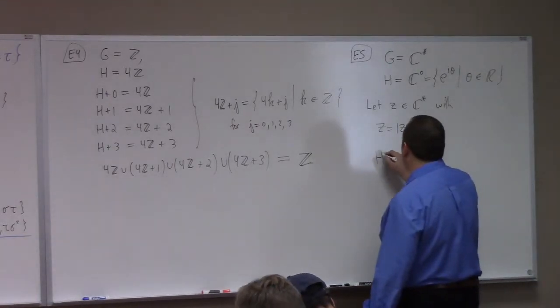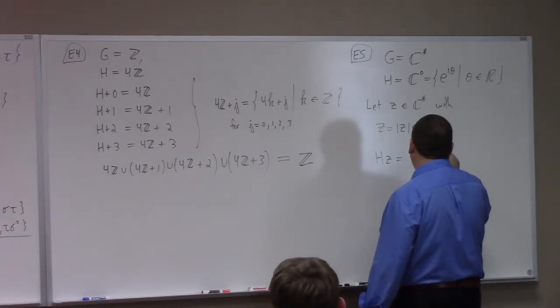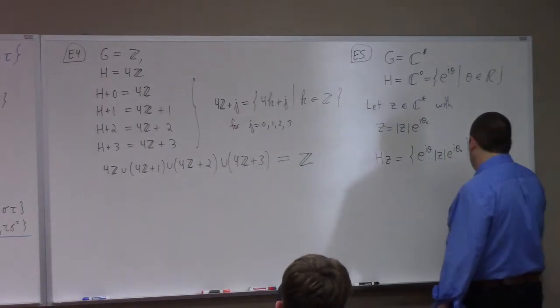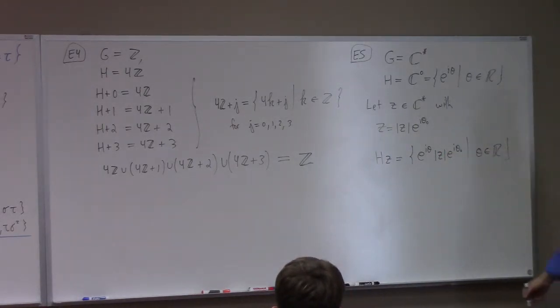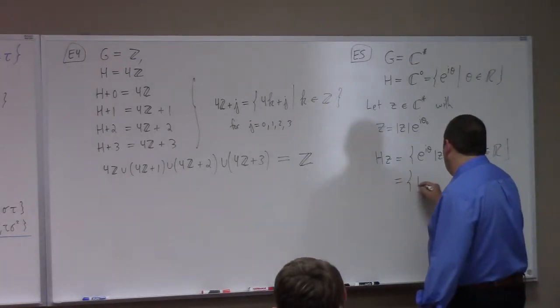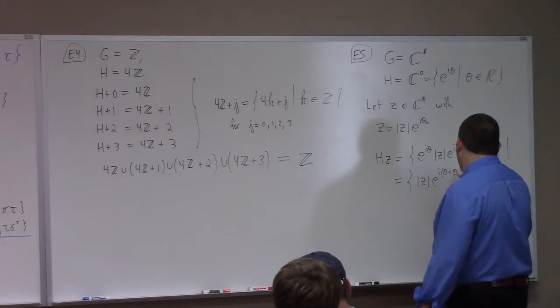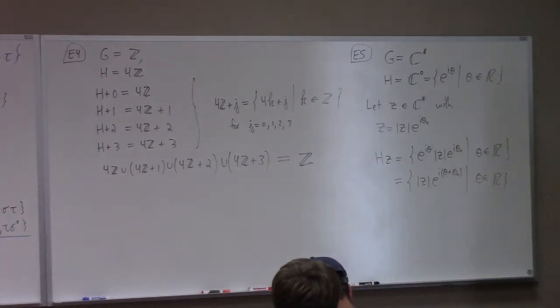So then Hz would be e to the i theta times modulus of z times e to the i theta naught, such that theta is a real number, which you can simplify: modulus of z times e to the i (theta plus theta naught), such that theta is a real number. And so geometrically, it's clear what this is. This is a circle of radius modulus of z.